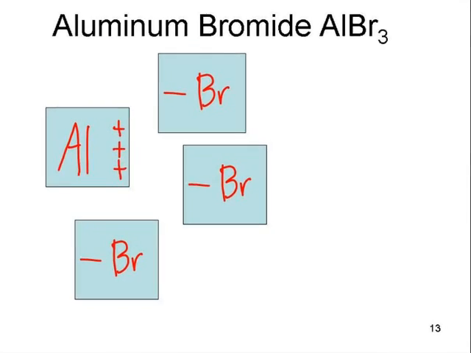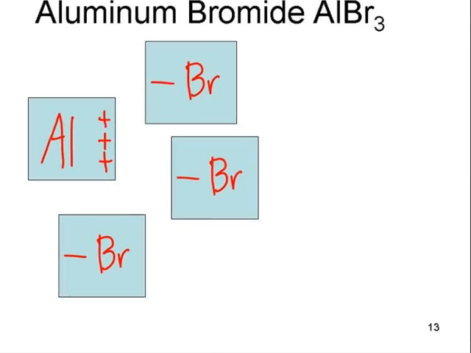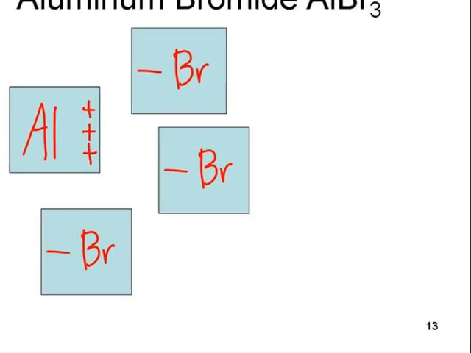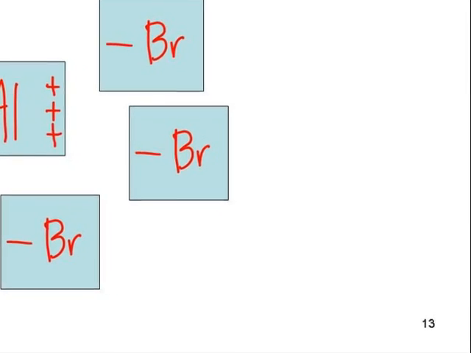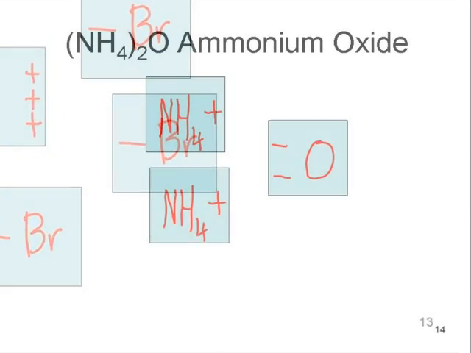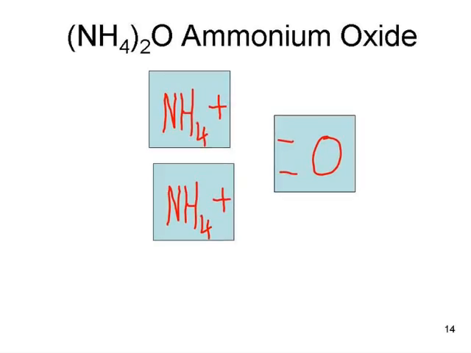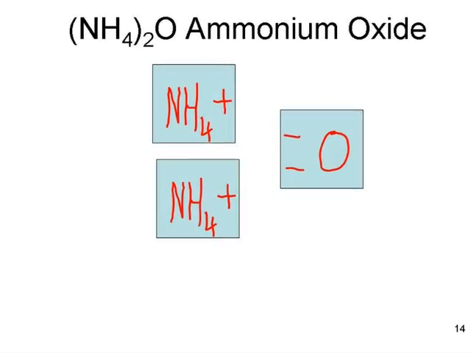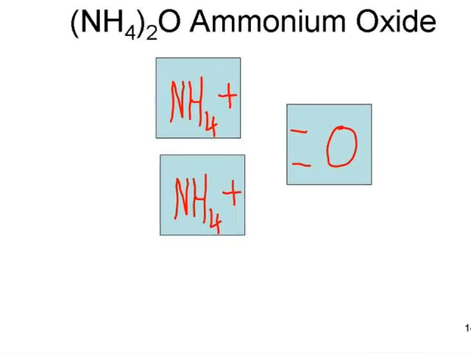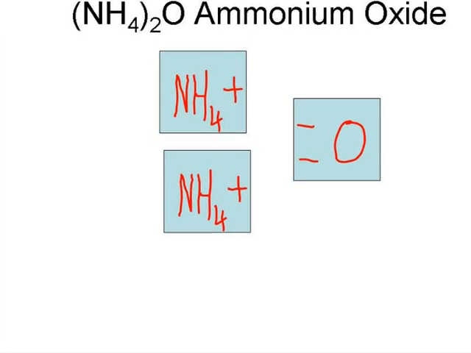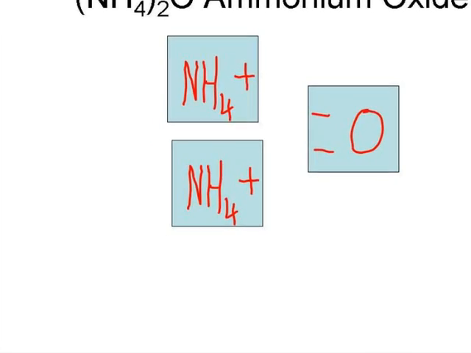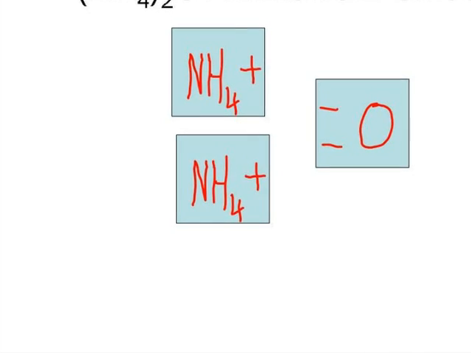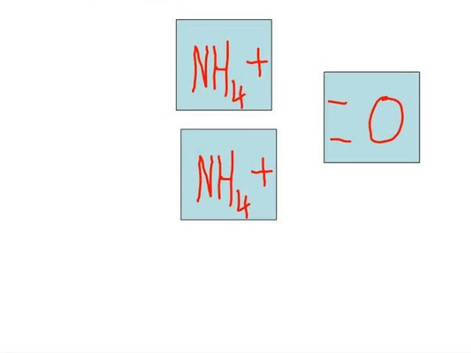Aluminum bromide, AlBr3. Al is +3 and 3 Br is -1. Does this make sense? Now this is going to look weird to you because ammonium is a type of thing called a polyatomic ion. Polyatomic ions are when particles are charged, and it's a group of atoms. So some of these ideas we'll talk about in class as well.